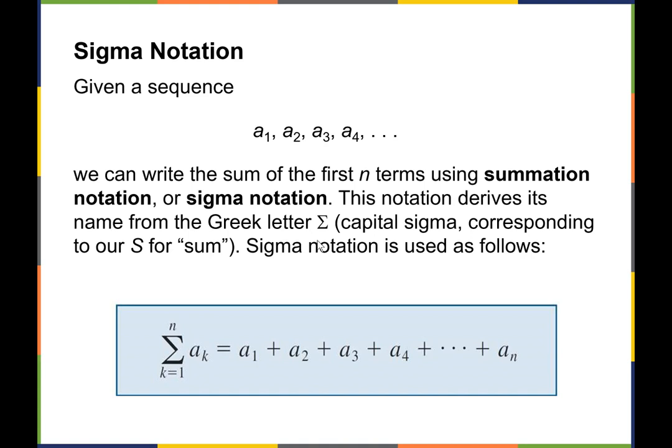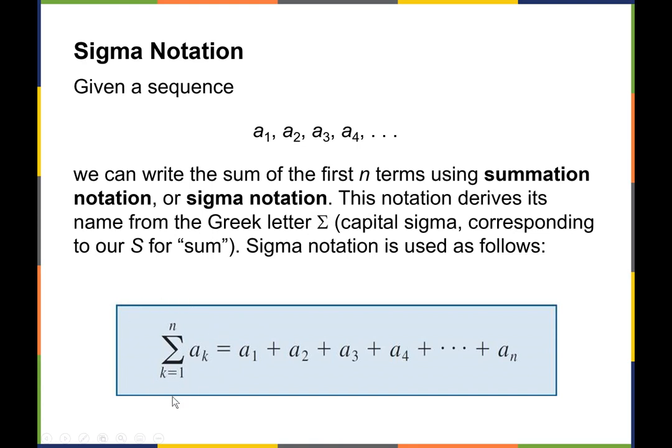Before we get jumping in with this, we're going to practice a little bit with sigma notation. This is a way of writing sequences. If we have a sequence A1, A2, A3, the index, or the little subscript, is the way we note the term in the sequence. So A1 means the first term, A2 means it's the second term, and so forth. We can write out the sum of the first n terms using summation notation, or sigma notation. This notation derives its name from the Greek letter sigma, which is that capital symbol right there, and we use it as follows.